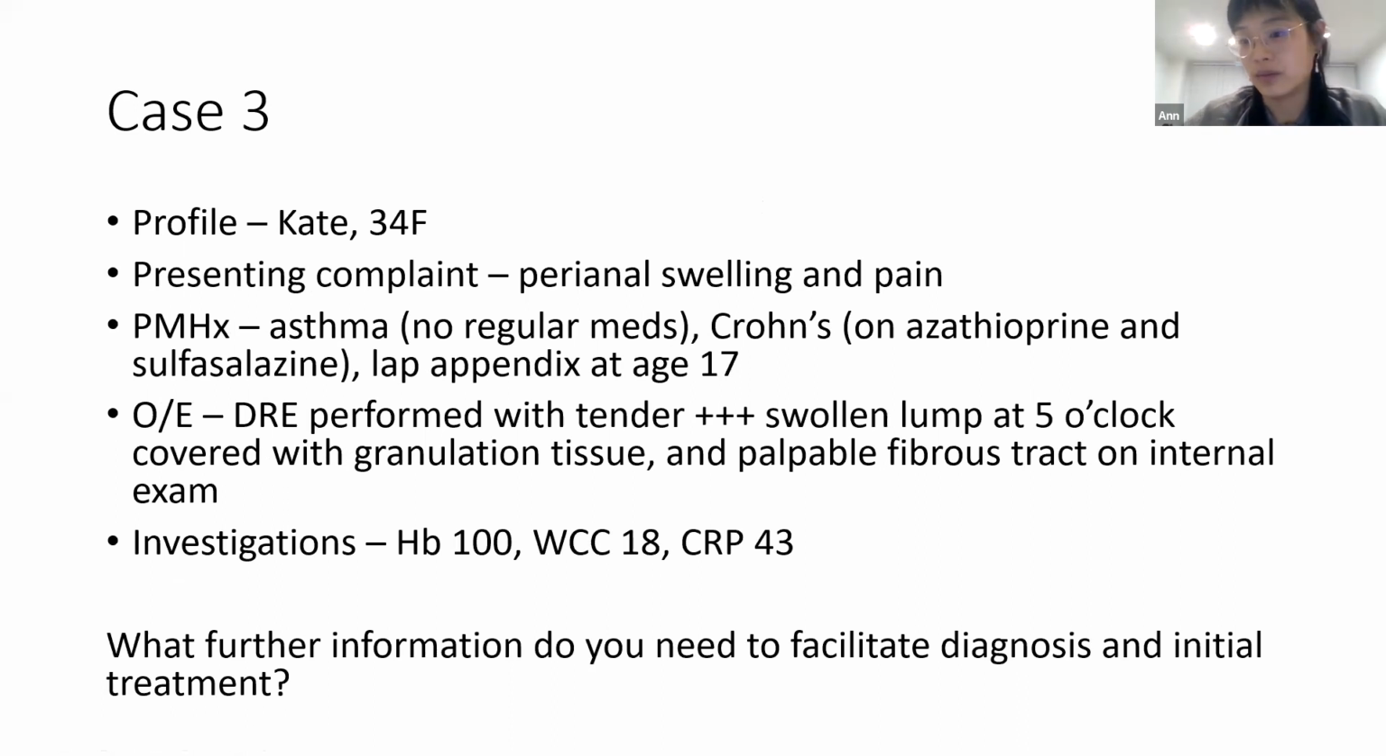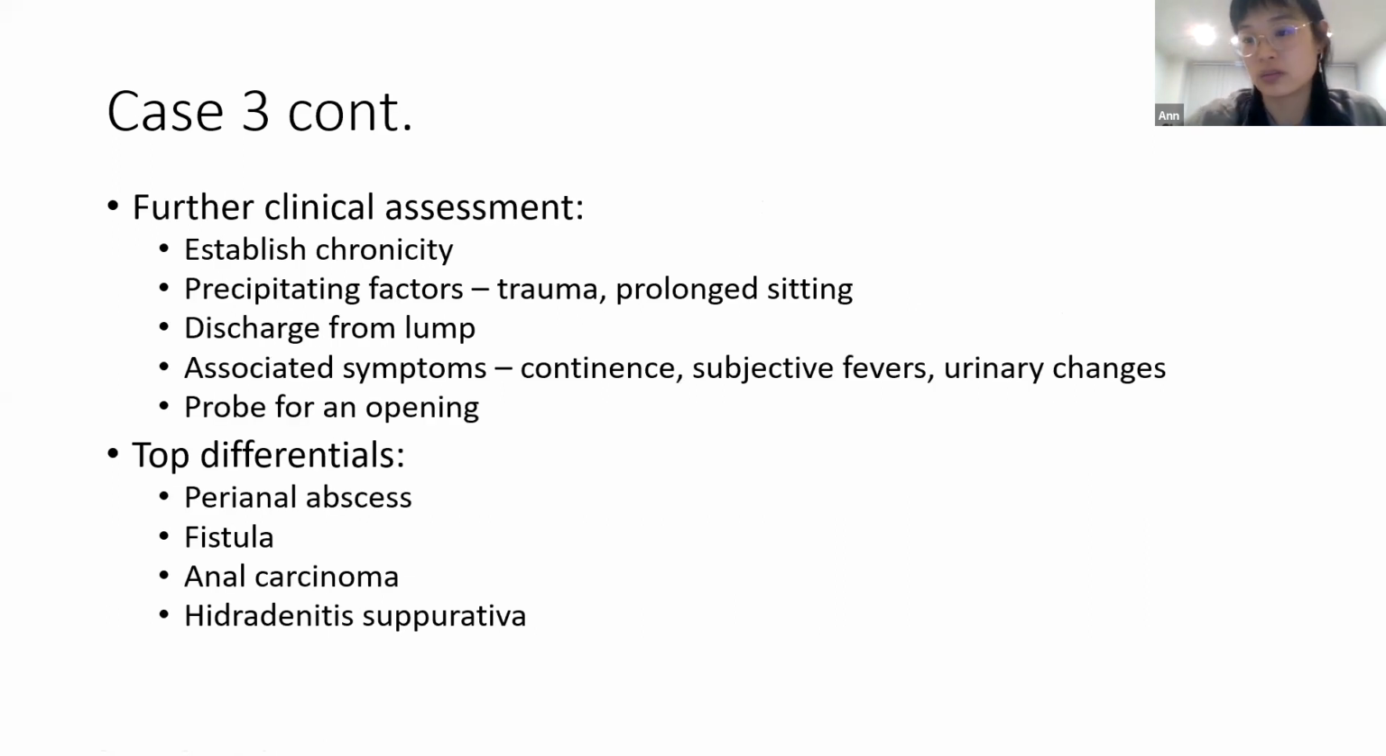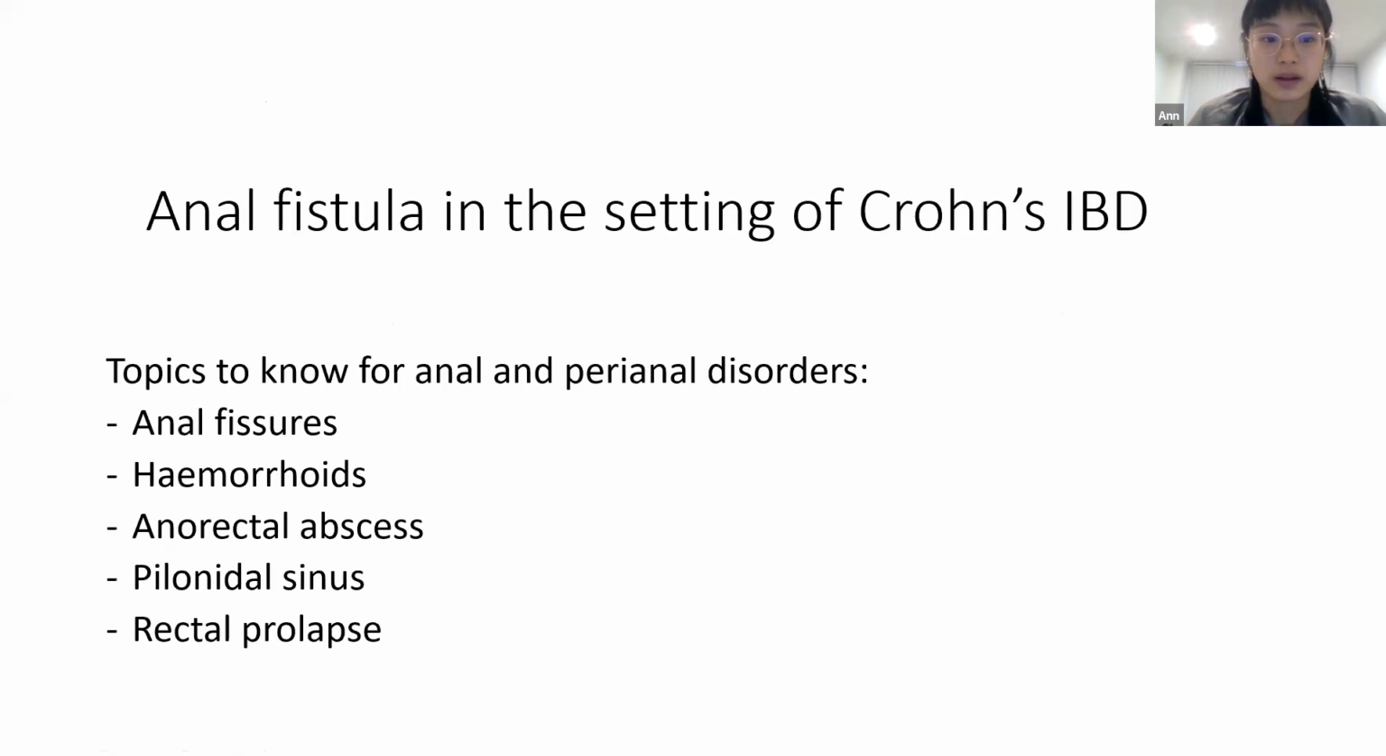So you obviously have all these differentials. They can co-occur, as I said, fistula with perianal abscess. But other things that can cause pain and lump are anal carcinoma and infection of the skin through hidradenitis. So as I said, anal fistula in the setting of Crohn's. So I think other topics that are usually fairly commonly asked for colorectal surgery are anal fissures, hemorrhoids, anorectal abscesses, pilonidal sinuses, and rectal prolapse.